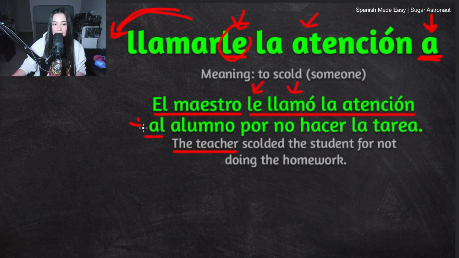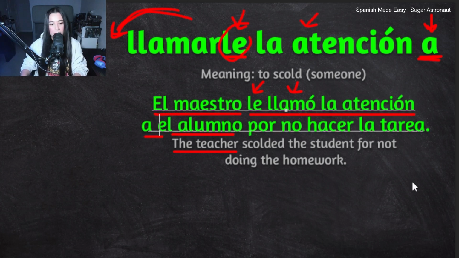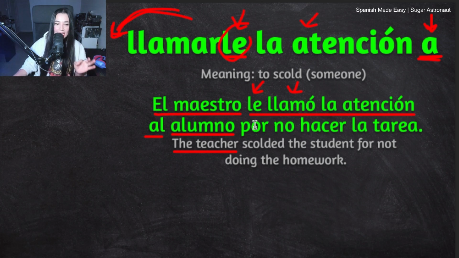Why do we have al here? Because we have alumno. And technically we're saying a el alumno, but when you have a el in Spanish, let me just put it here. A el, right? We don't have a el. What happens is it becomes one word, al. Okay? Every time you think you're gonna say a el, just say al. So the teacher scolded the student, alumno. Alumno means student.